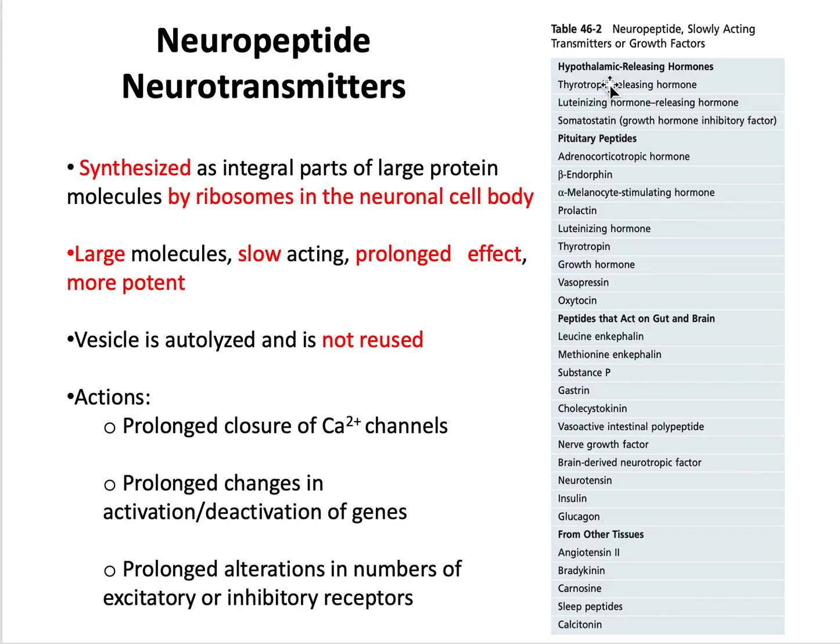If you look at the table over here, some of the most common neuropeptides, you've probably heard of several of them in regards to being hormones, like thyrotropin and growth hormone, glucagon, insulin, calcitonin, right? So these are all neuropeptides. They're sometimes referred to as hormones, and that's because they have much more prolonged effects.